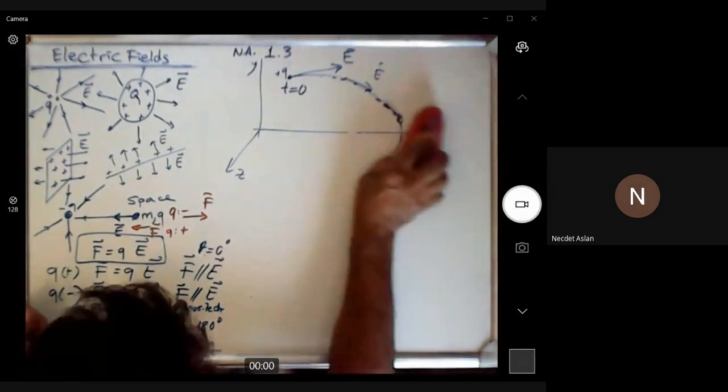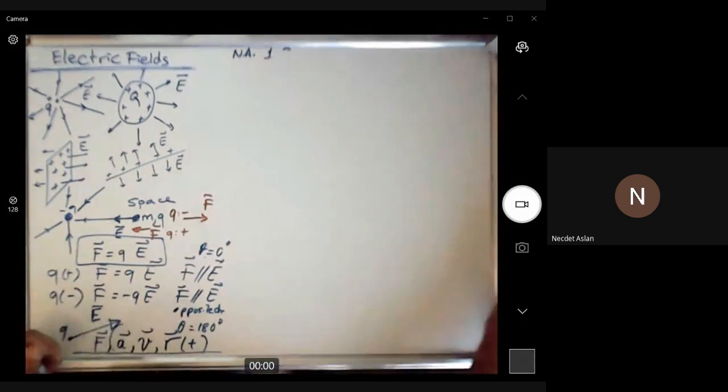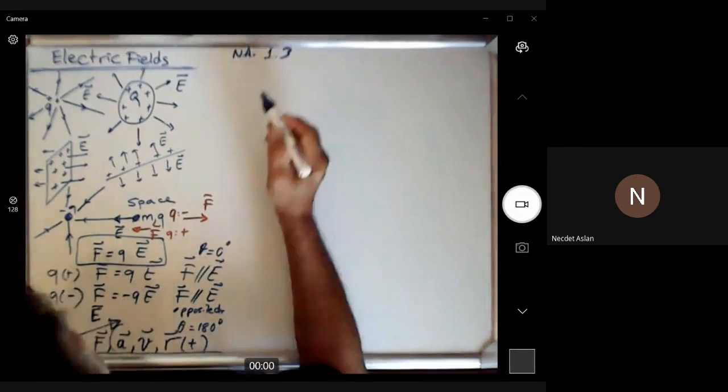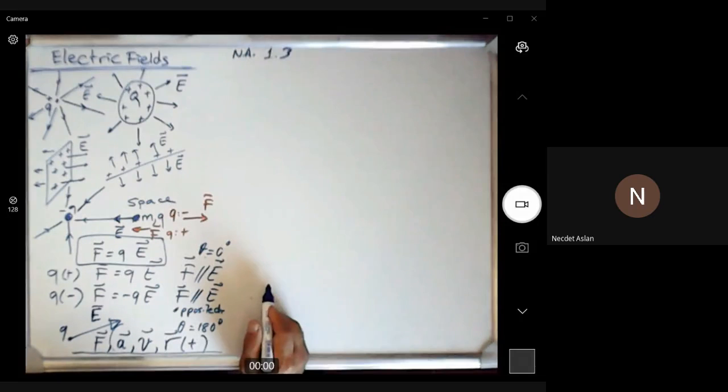Okay, so let's now continue with some examples. Remember that we solved some examples before.